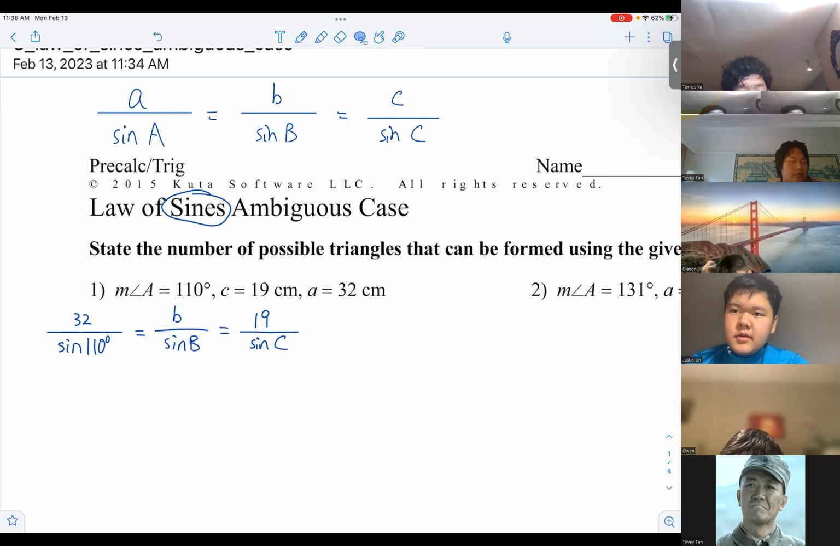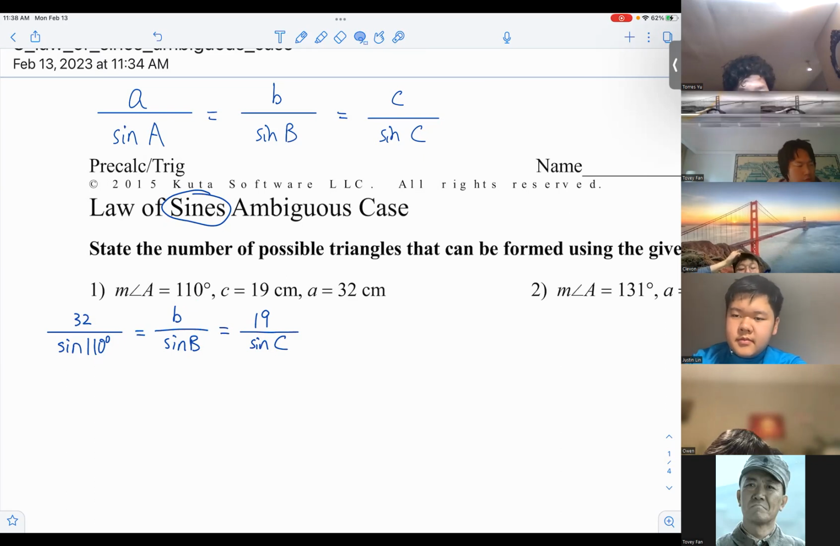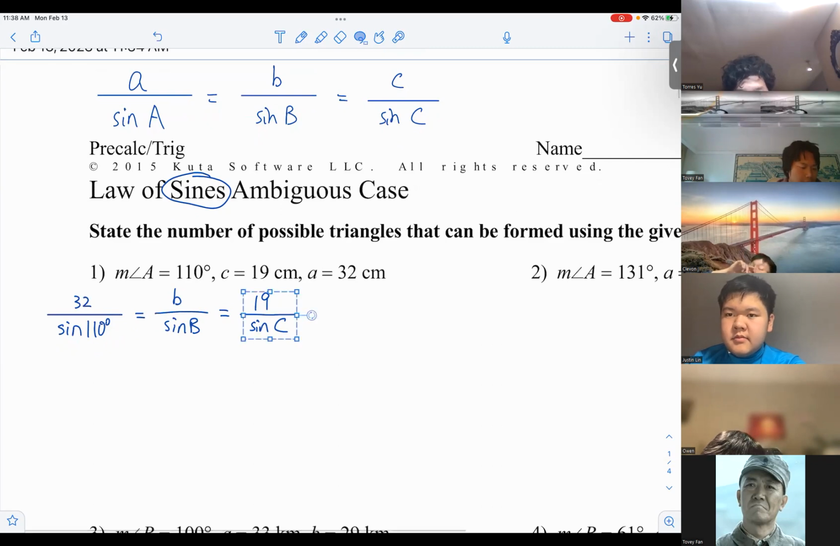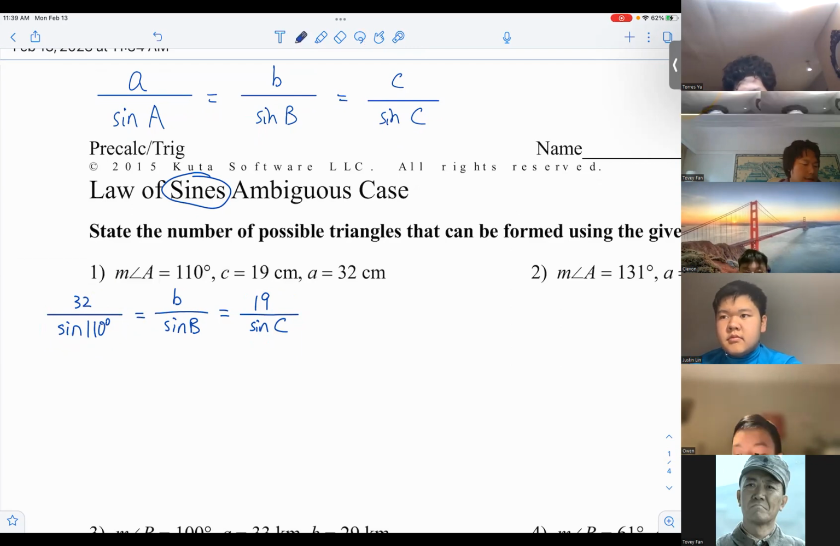There were 3 unknown variables, right? Which 3? They're the B, sine B, and C. Which one should we solve first? Sine C. Very good, because that's the one with only one variable. So what is sine C?